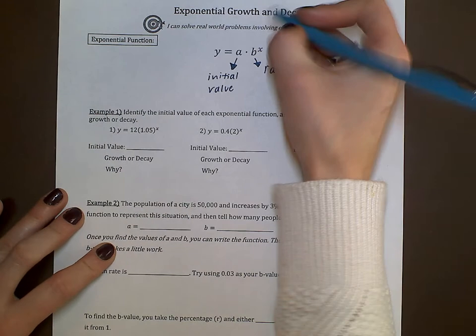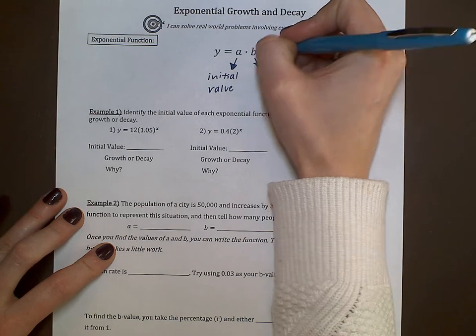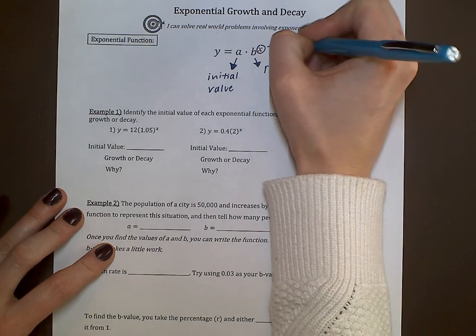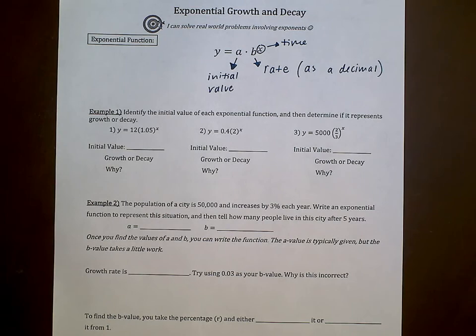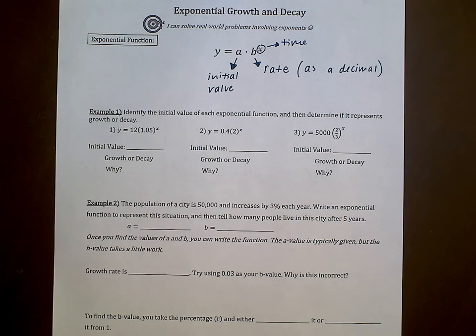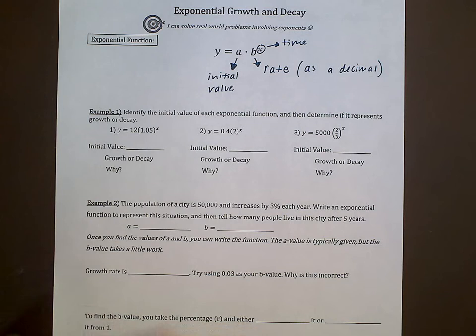The x stands for something as well, so I'm going to circle that. That's the exponent. The x stands for the time, so how many years we're trying to calculate, how many months, whatever the time is, that's the x.